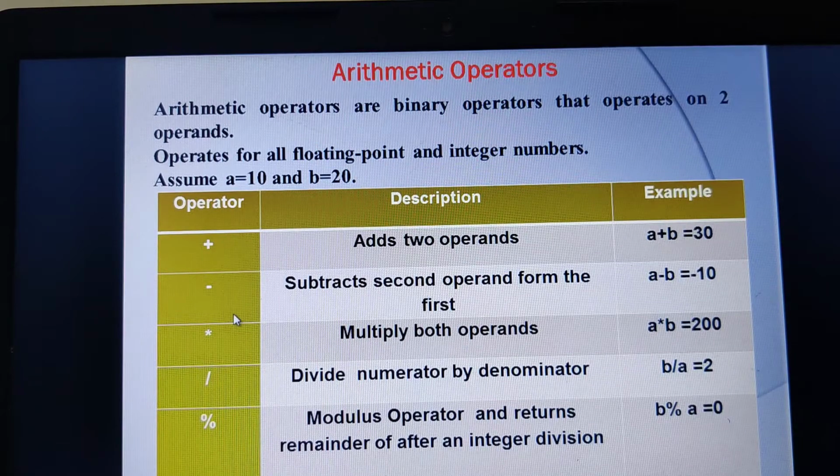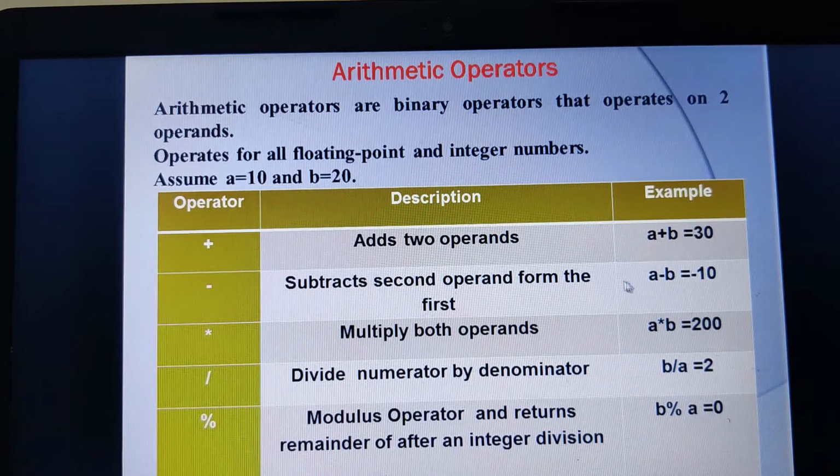Subtraction subtracts the second operand from the first. When I say A minus B, it subtracts the second operand from the first operand. So A minus B, that is 10 minus 20, obviously will have minus 10 as the answer. Then we have the multiplication operator. It will multiply both the operands, like A into B, that is 10 into 20, that is 200.